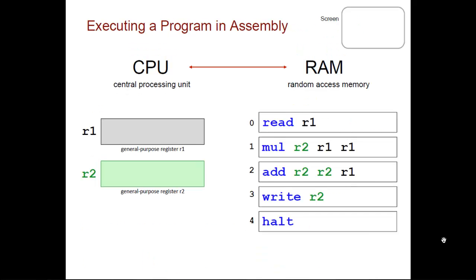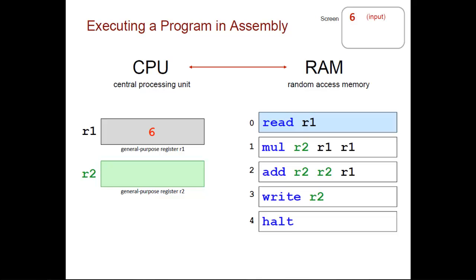Let's look at a sample program with 5 instructions. Again, we're assuming we start at memory location 0 in RAM. So we start by reading a value from the user, and that's going to cause the program to ask the user to enter something. Let's assume the user enters the value 6. That 6 is going to be read into register R1 because that's what the instruction specifies is the destination of this value.